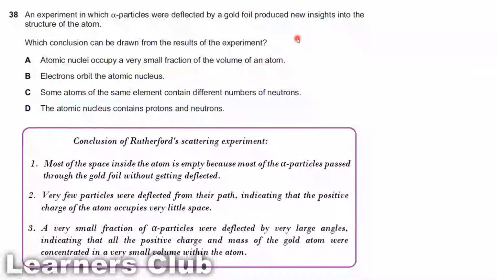So this question is about the conclusion of the Rutherford scattering experiment. They are shooting alpha particles at a gold foil and looking at the conclusions. The first one is that most of the space inside the atom is empty, because most of the alpha particles passed through the gold foil without getting deflected. So there is not much deflection. Because of that, they are saying that most of the space inside the atom is empty.